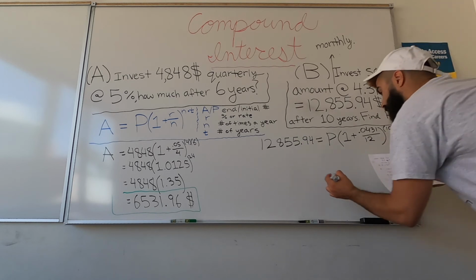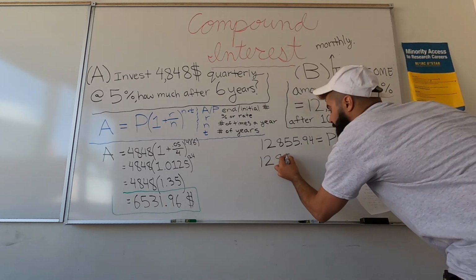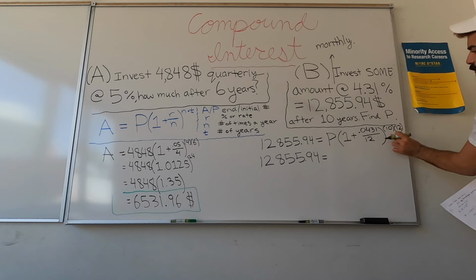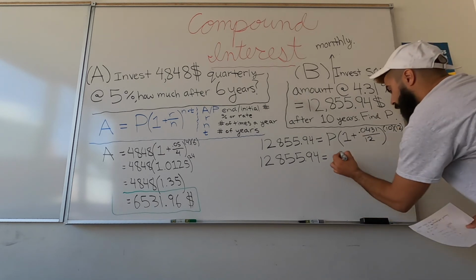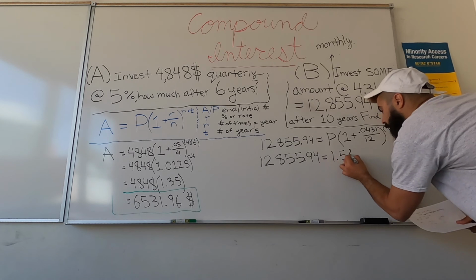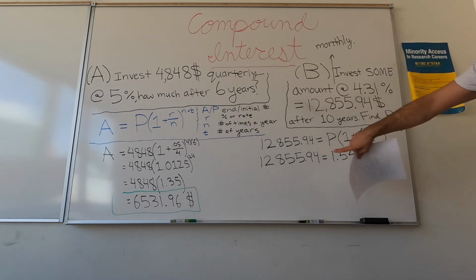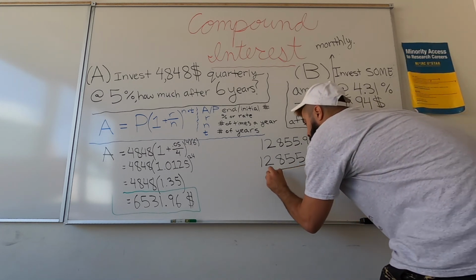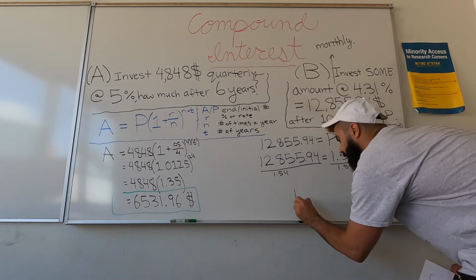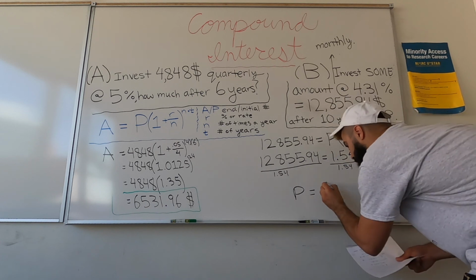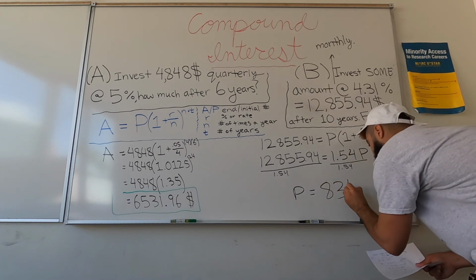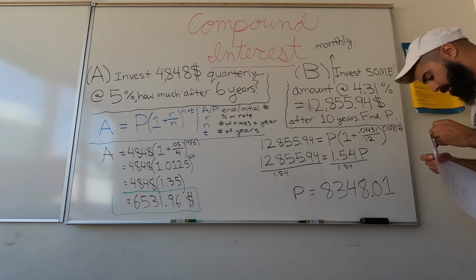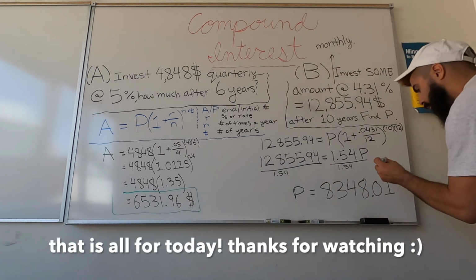Okie doke. And this ends up being 12,855.94 equals... We add this together and raise it to the 120 power, and you get about 1.54 times P. We want to find P, so we divide both sides by 1.54. And then P equals $8,348.01, which is the answer for example B.